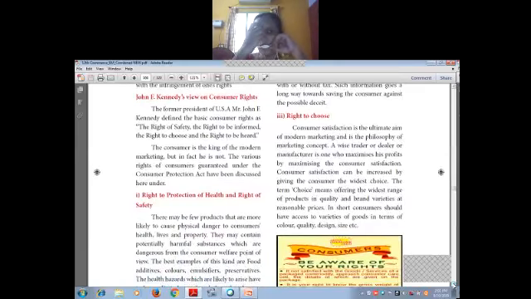John F. Kennedy's views on consumer rights. What is John F. Kennedy saying? The former president of the USA, Mr. John F. Kennedy, defined the basic consumer rights as the right to safety, the right to be informed, the right to choose, and the right to be heard. So the consumer can go and ask about the safety of the product, inform themselves about the product, choose the product, and also has the right to be heard.